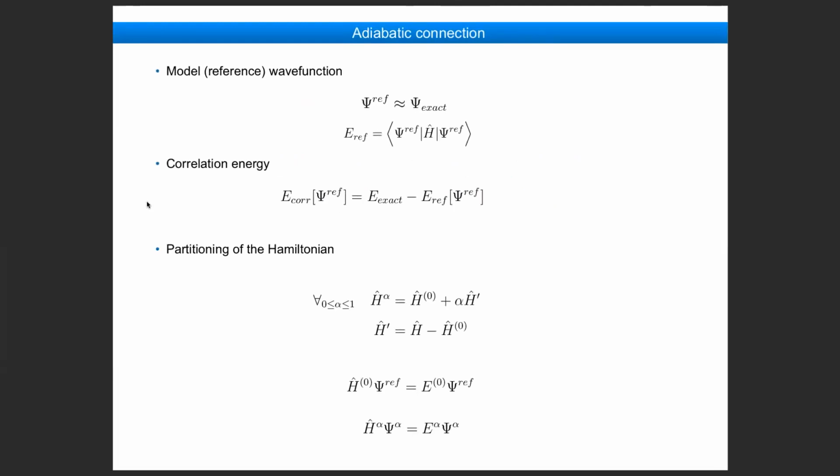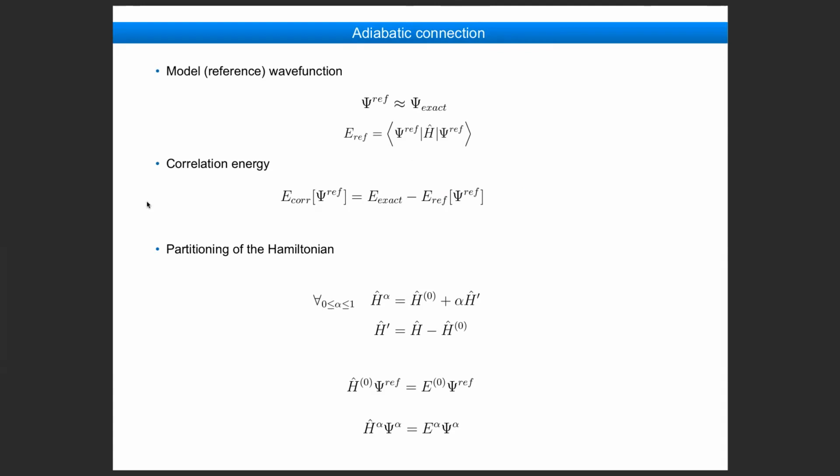So the beginning is similar to perturbation theory. You start with a model with the reference wave function, psi ref, and psi ref should be such that you know the H0 Hamiltonian. So you have to partition your full Hamiltonian H into H0, which is the Hamiltonian for your reference function, and the rest, H prime. So H prime is the complementary part to H0. There is a number here, alpha, which multiplies the complementary part. So let's keep it in mind.